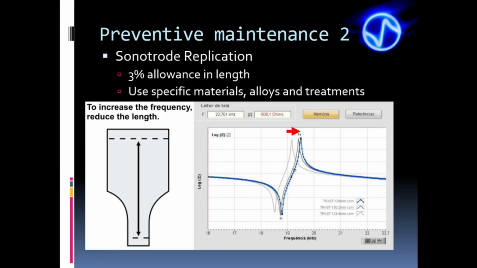Besides manufacturing with the same geometry and dimensions, we must also use the suitable material and take care about some details. Otherwise, the horn simply will not work or will work for a short period of time.